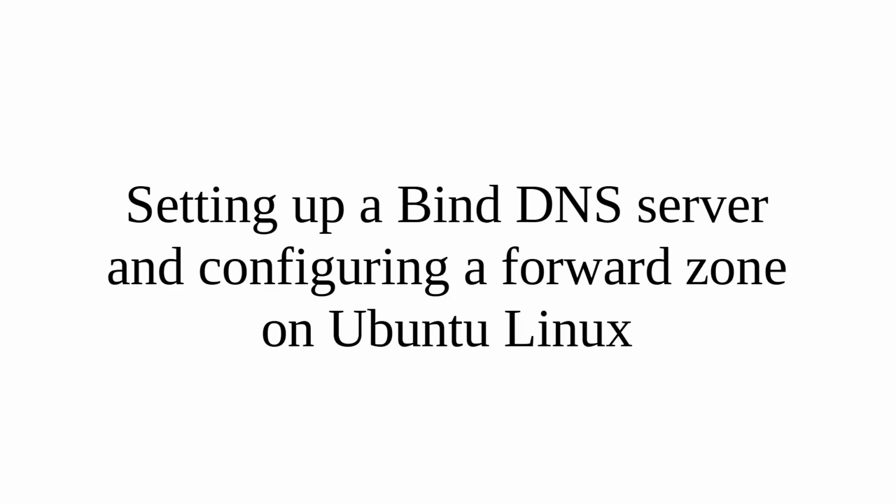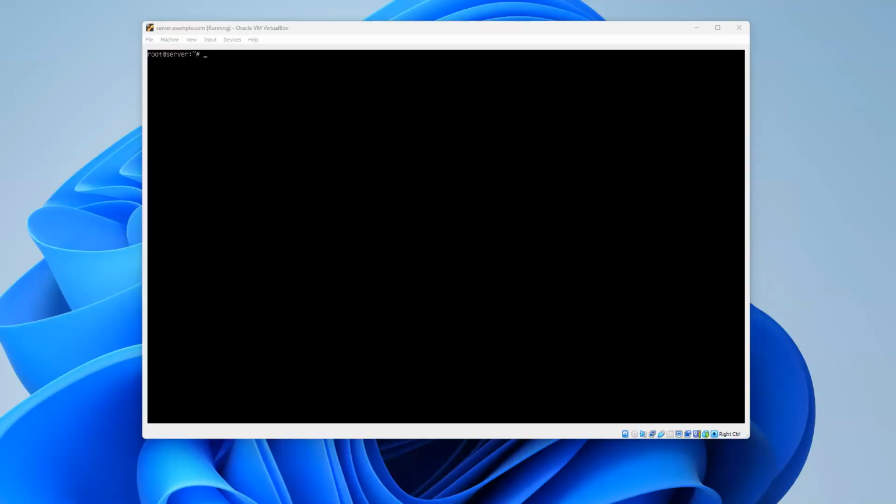Let's look at how to set up a BIND or BIND DNS server and how to configure a forward zone on an Ubuntu Linux machine. So first of all, I have an Ubuntu Linux machine, and you need to make sure that you have your DNS service installed.